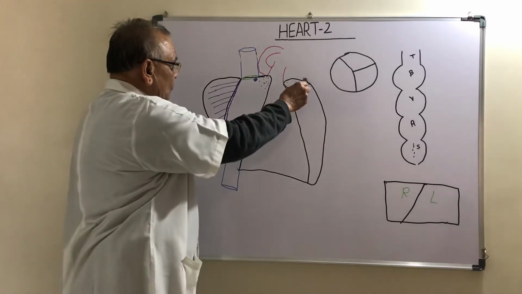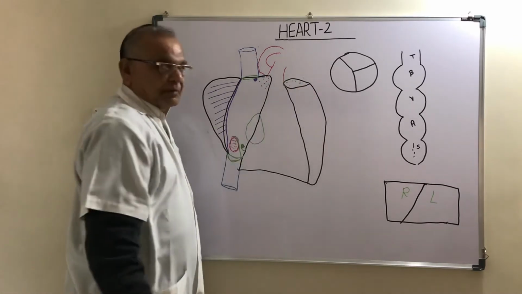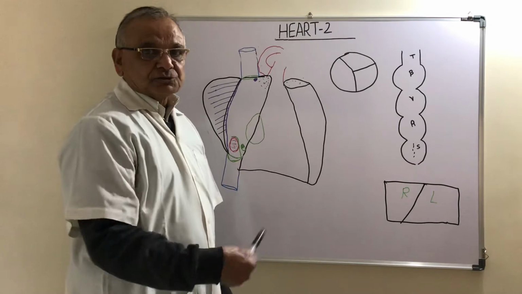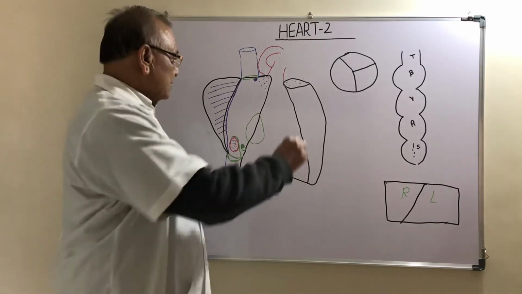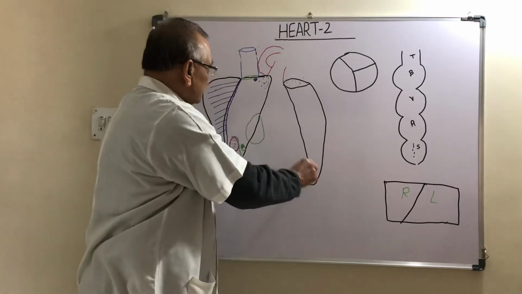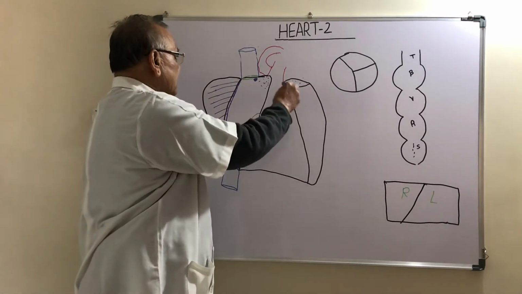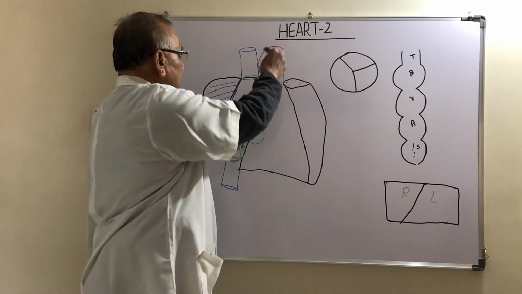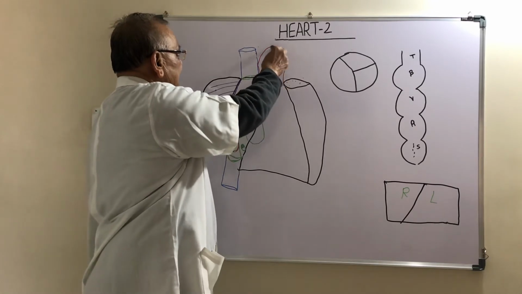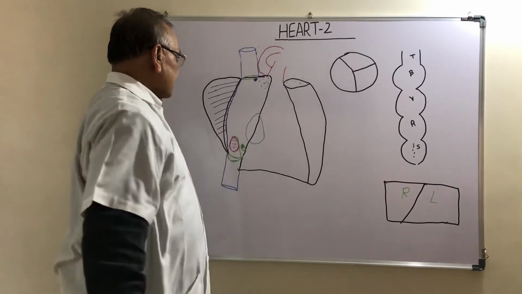This is the auricle of the left atrium, the major part of the left atrium. You know that it is situated on the back side of the heart. And this is the left ventricle. When the left ventricle contracts, it pumps blood into the aorta. This is the ascending aorta, and this is part of the arch of the aorta.